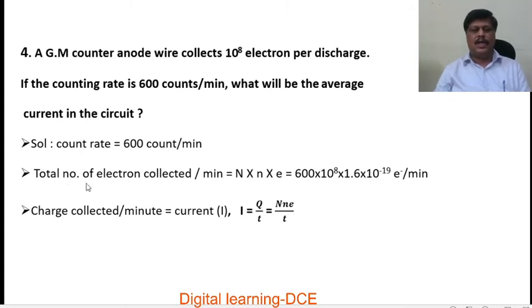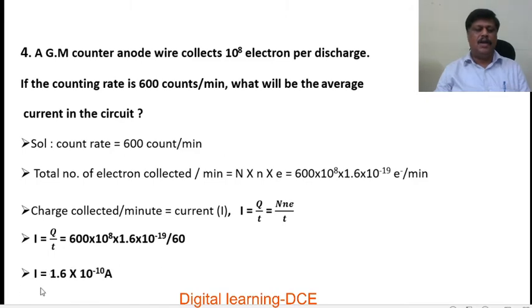So the total number of electrons collected per minute is equal to N n E, which is 600 into 10 power 8 small n value, into the charge on the electron value. Then the charge collected per unit time is called current. I is equal to Q by T, or N n E by T. Substitute all the values and simplify. You get the value of current as 1.6 into 10 power minus 10 ampere.